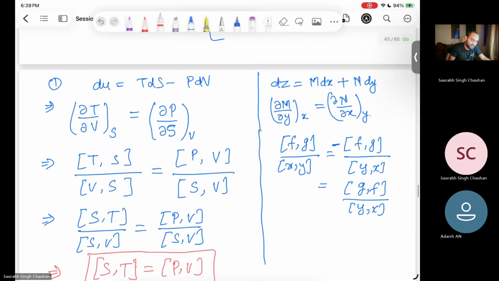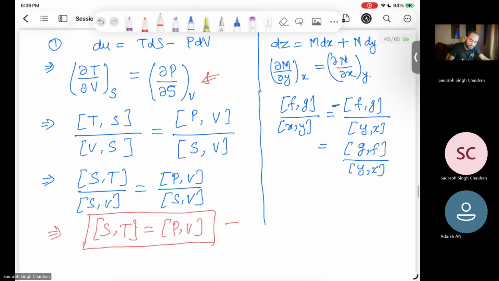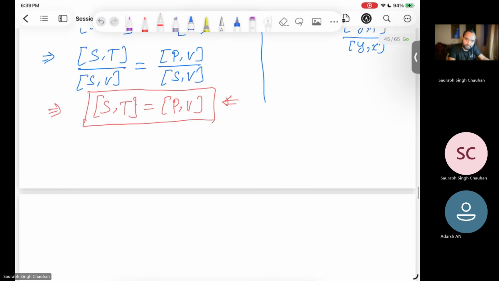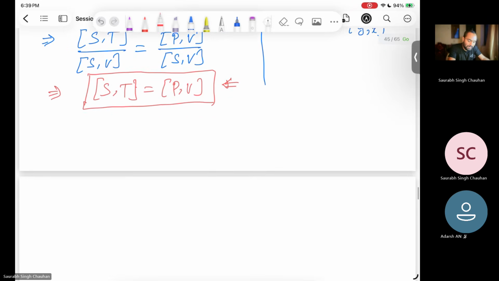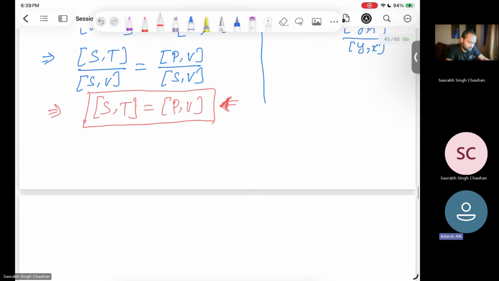The Maxwell equation which you started with is reduced to this equation, and you had many Maxwell equations, 4 Maxwell equations, right? But all those 4 Maxwell equations can be reduced to this: s comma t equals p comma v. How will we write that? Is it like ∂s by ∂t? How will we write that?